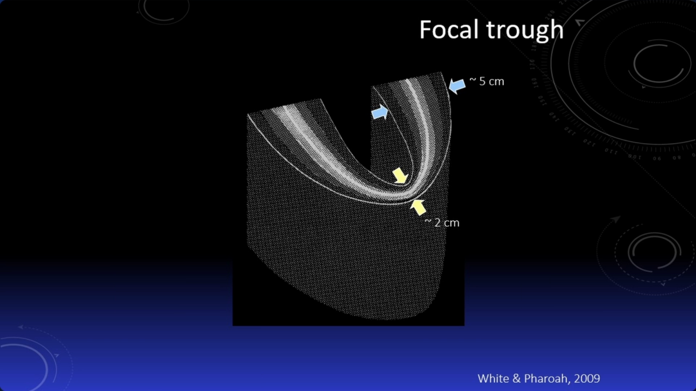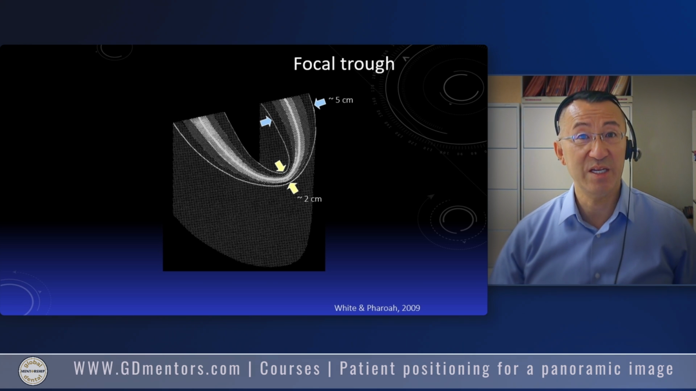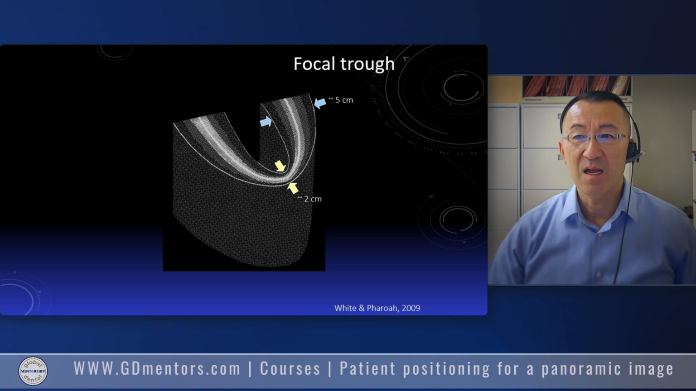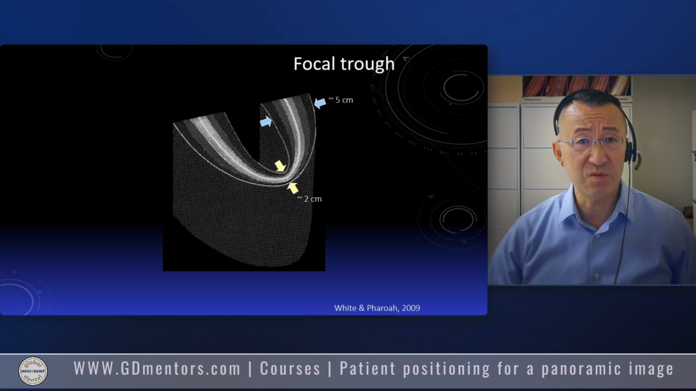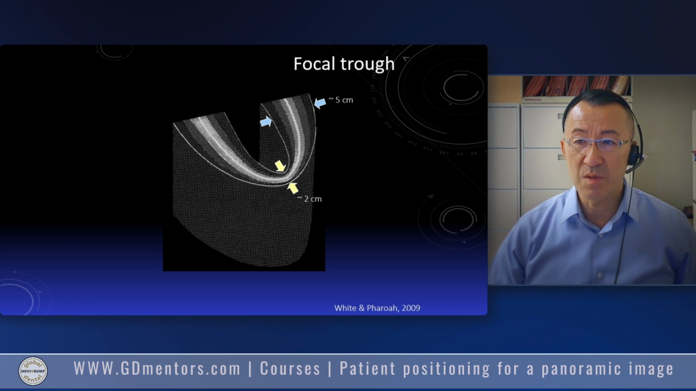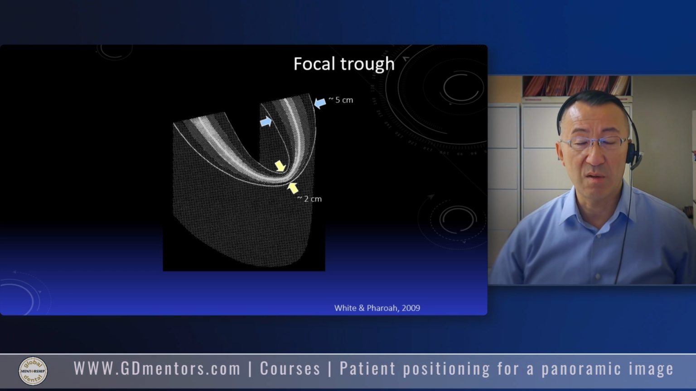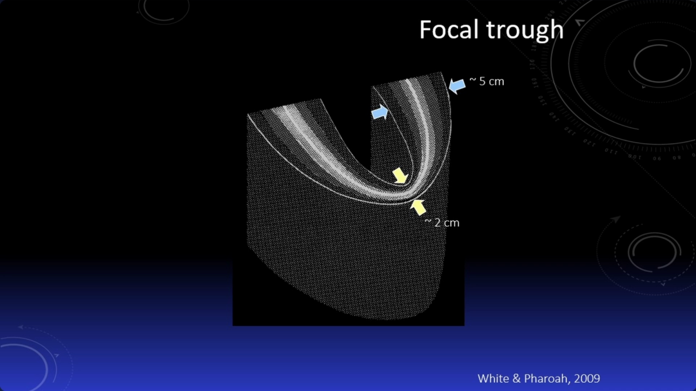The result is the creation of a so-called focal trough that isn't linear or planar, but it actually conforms to the arch of the patient's dental arch. The focal trough is unique to every different panoramic manufacturer system, although typically most of them are thicker posteriorly in the molar ramus area, in the order of about 5 centimeters in buccolingual width. But in the anterior part of the arch, the focal trough is quite narrow, something in the order of only about 2 centimeters.